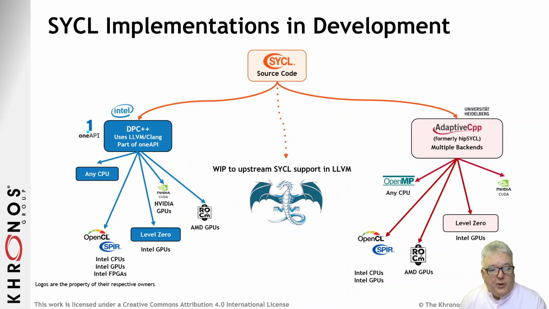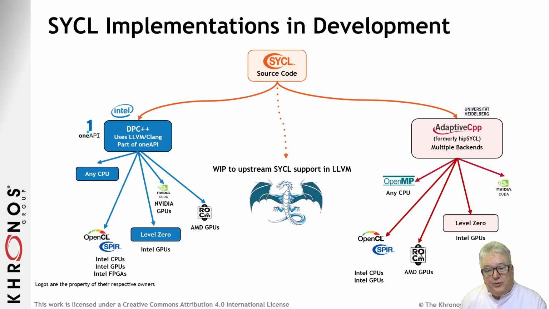SYCL is gaining industry adoption in desktop, embedded, and HPC markets. For example, the DPC++ language, which forms a key part of Intel's oneAPI initiative, is a conformant implementation of SYCL and supports CPU, CUDA, and ROCm backends. In addition to OpenCL, Heidelberg University's AdaptiveCpp SYCL implementation also supports multiple backends, including OpenCL, AMD's ROCm, Intel's Level Zero, NVIDIA's CUDA, and OpenMP for utilizing multiple CPUs.